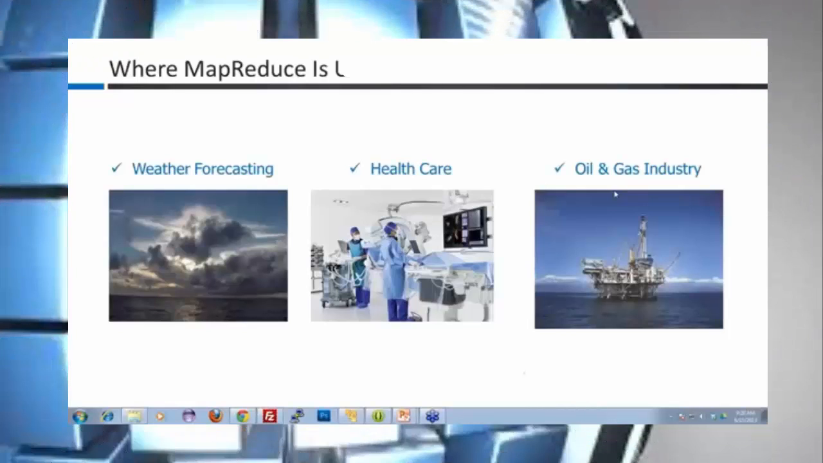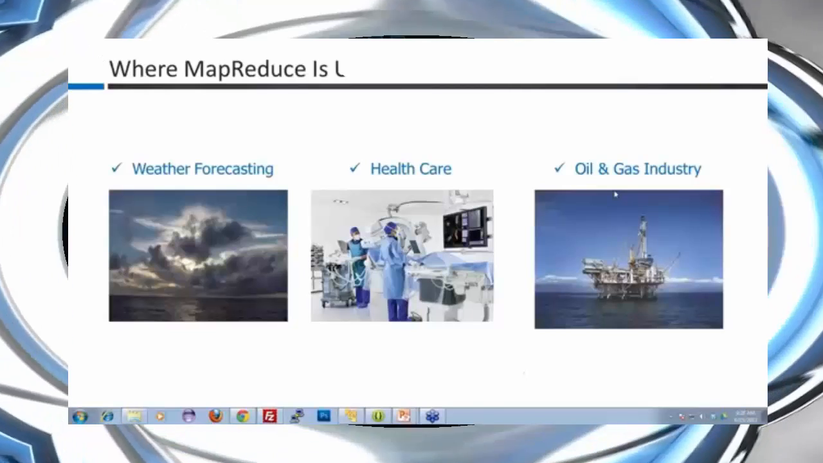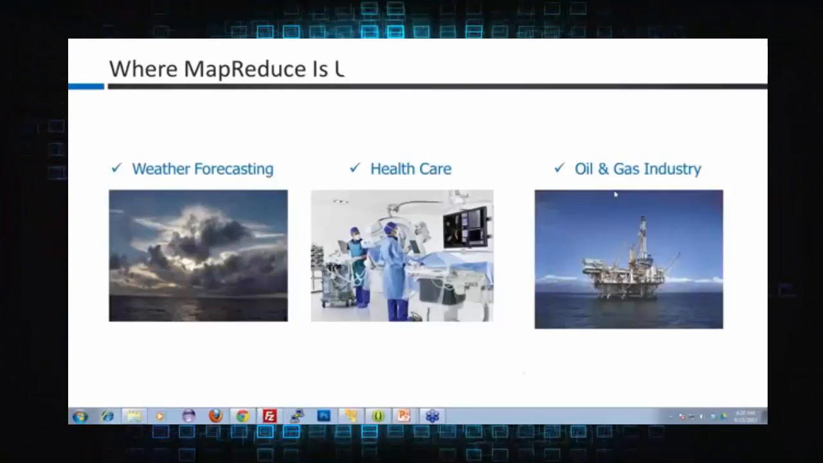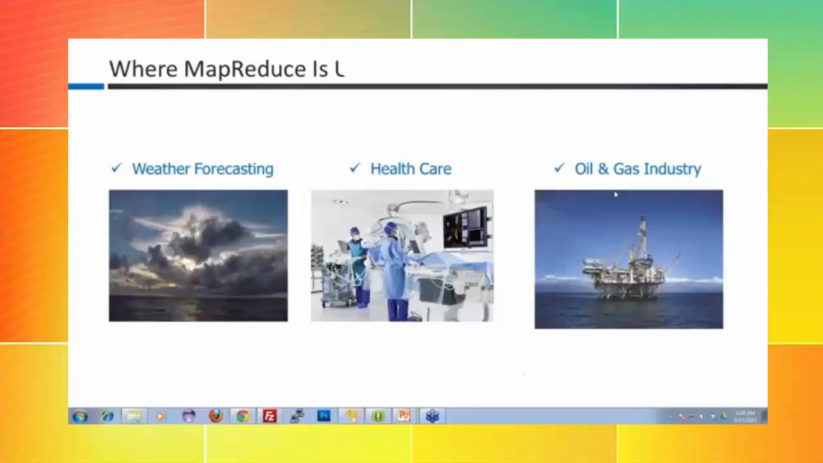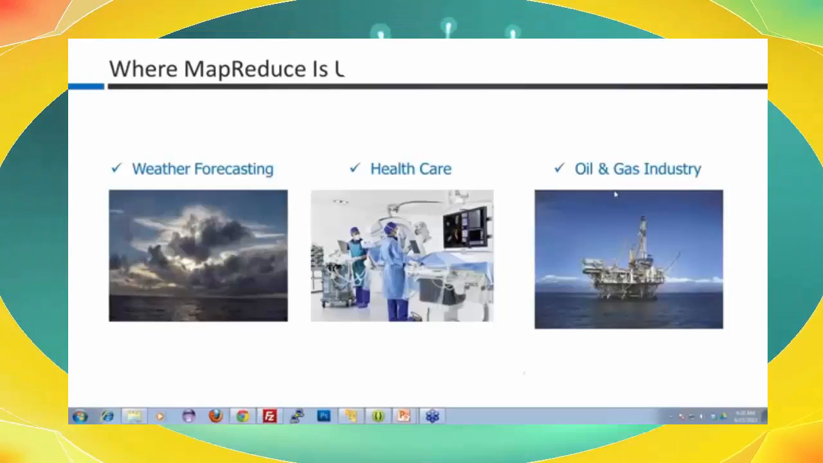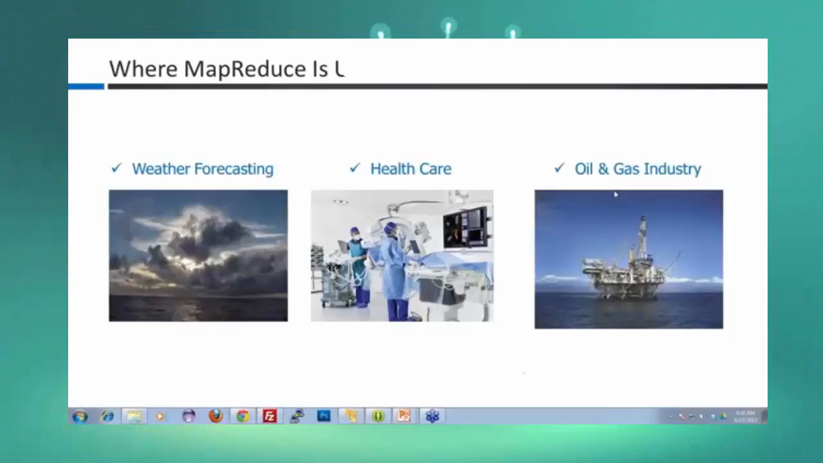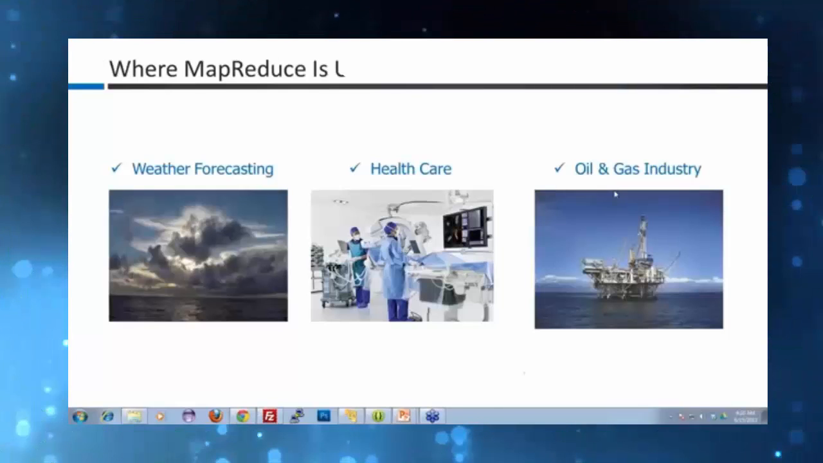So where is MapReduce used? We have a lot of data from weather forecasting, where we have a lot of climate data going back to the beginning of the century. We need to analyze what the maximum temperatures were, and we'll do a lot of predictions based on that. So that's one place where we'll be using MapReduce.